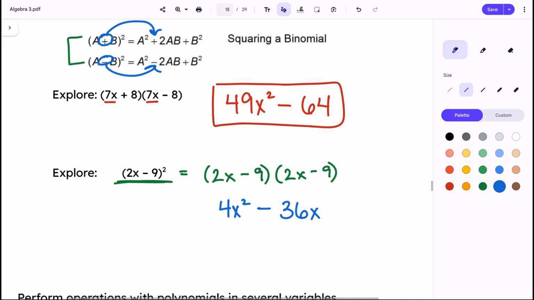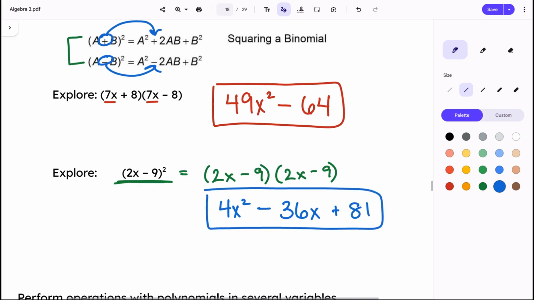Last thing then is to square your last term. What's negative 9 squared? 81. Again, we see some perfect squares showing up there. Recognize those because you'll start to see that again when we get into factoring.